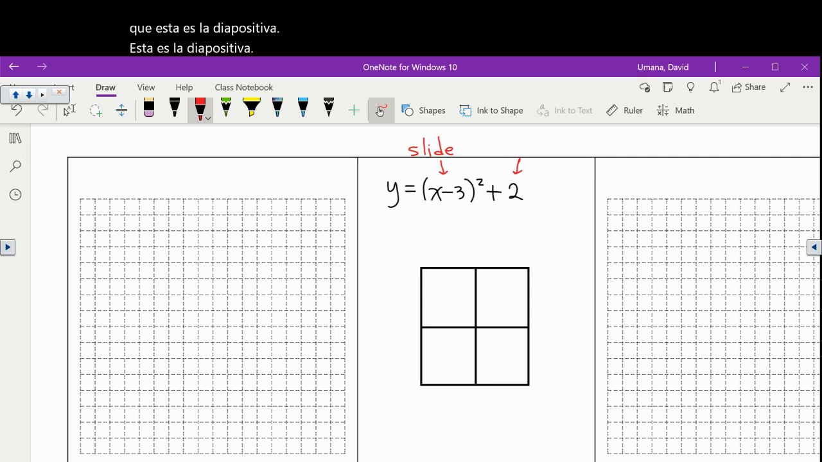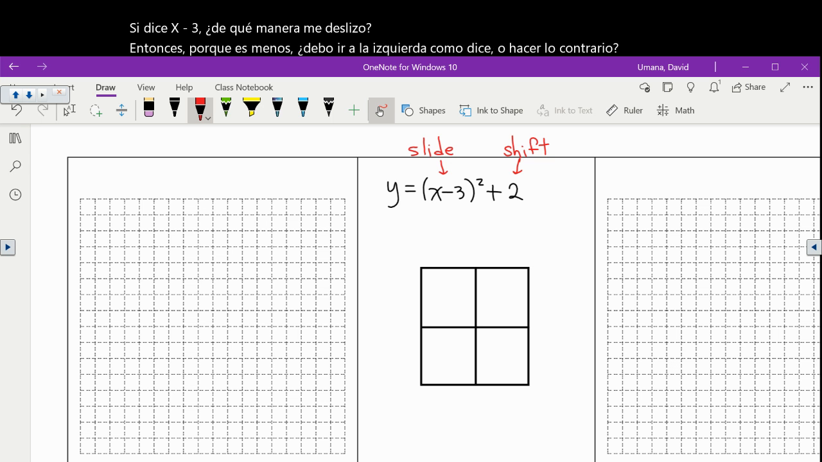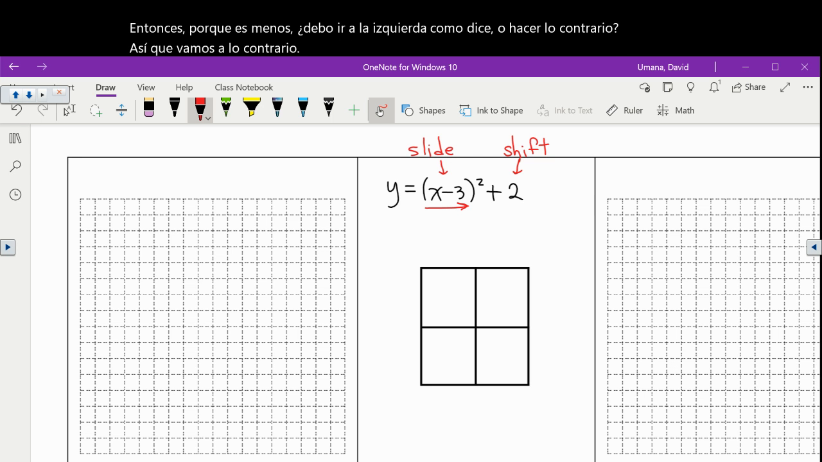And then that means that this number must be the other word, which is the what? So this is my shift. Now, if that's the slide and the shift, I need you to see if you can remember the next piece, which is, if it says x minus 3, which way do I slide? Anybody remember? Because it's minus, should I go to the left like it says, or do the opposite? So we go to the opposite. And the shift, which is a plus 2, means that I go up.